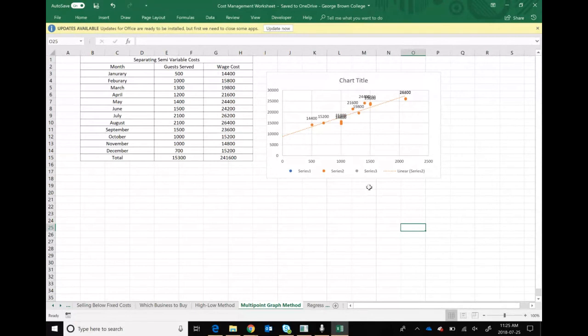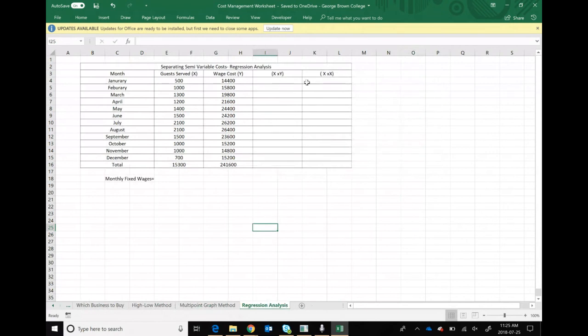Lastly, we're going to talk about a regression analysis. A regression analysis is a statistical form of modeling that helps us understand the relationship between an independent and a dependent variable. In our case, the independent variable is what? Our independent variable is our guest counts. It's our guest counts that dictate what our total labor is going to be, right? So knowing that, we can go to our regression analysis here.